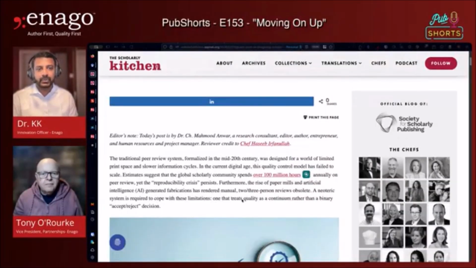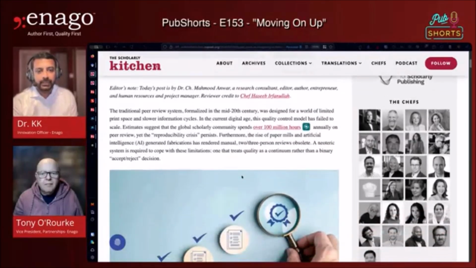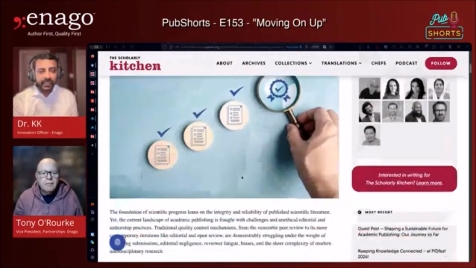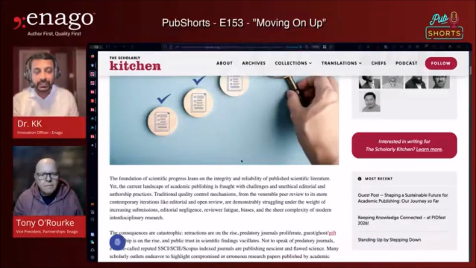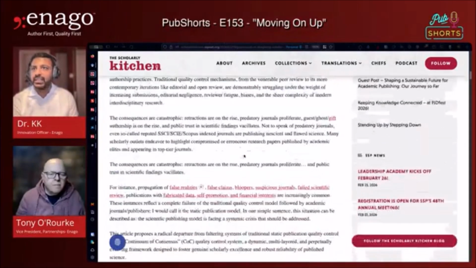And this system aims to address the failures of traditional peer review in the digital age, especially with the rise of paper mills and AI-generated content. So this is abbreviated as COC, the Continuum of Consensus. The COC system has three main pillars. The first is distributed expert validation, which is DEV.